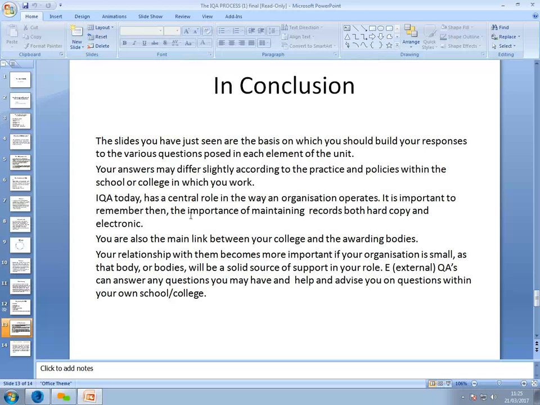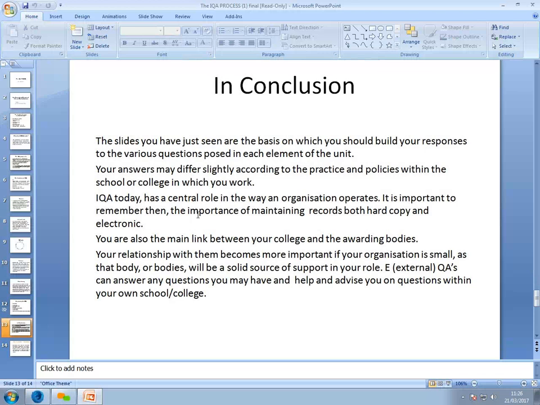The slides you've just seen are the basis on which to build your responses to the various questions posed in each element of the unit. Your answers may differ slightly according to practice and policies within your school or college in which you work.